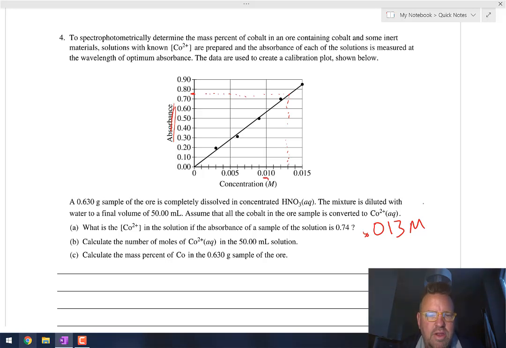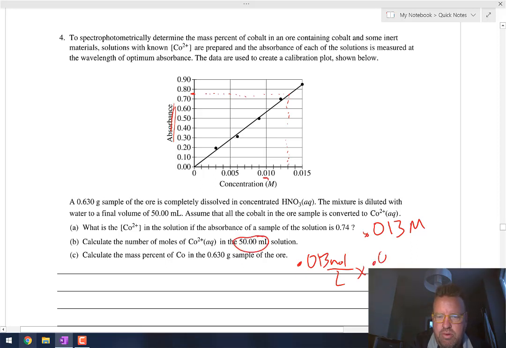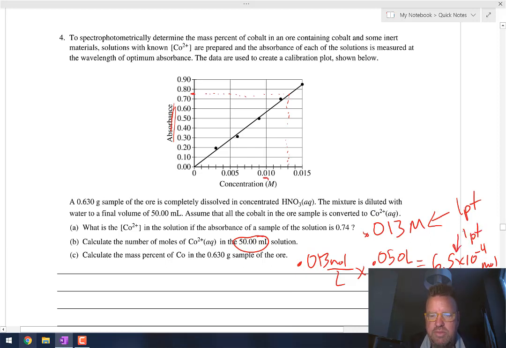Okay, and then part B, calculate the number of moles of cobalt in the 50 milliliters of solution. So we know that when you take the concentration, which is moles over liters, and you multiply by the volume, which is the 50 milliliters, so 0.050 liters, that will get us an answer that is just moles. So then multiplying those two numbers together, you get 6.5 times 10 to the minus 4th moles. This answer right here is a 1-point response. So we've got 1 and 2 so far with A and B.